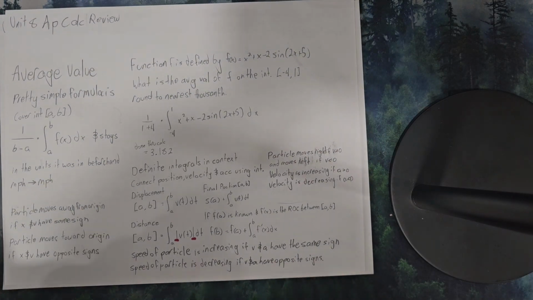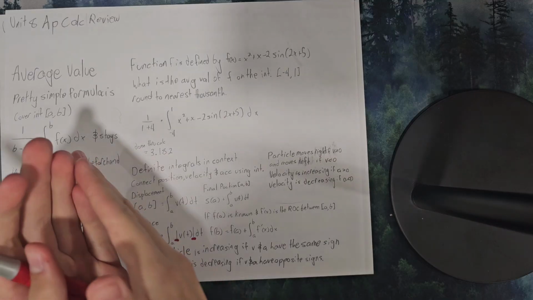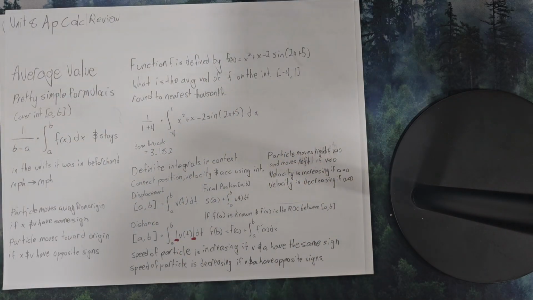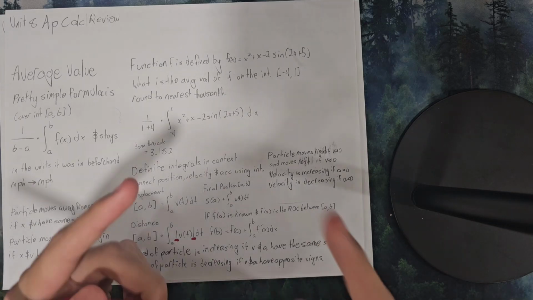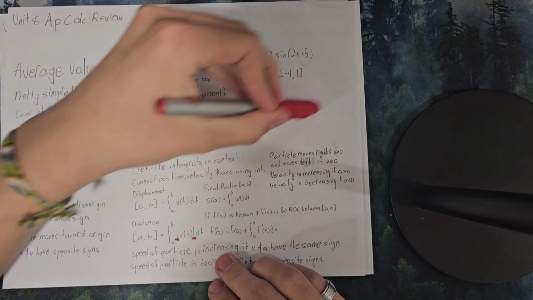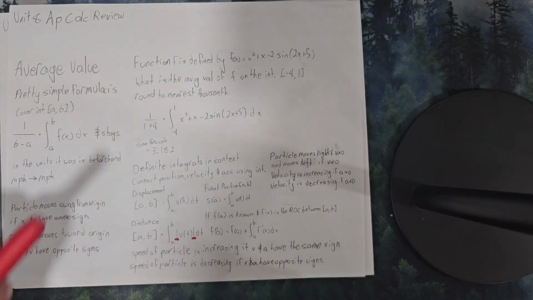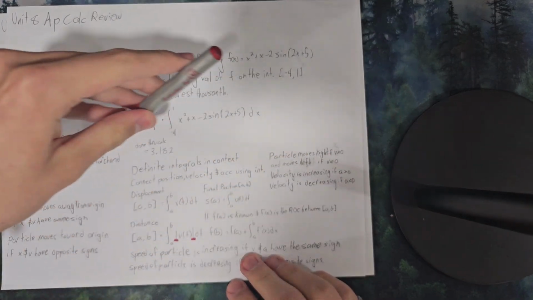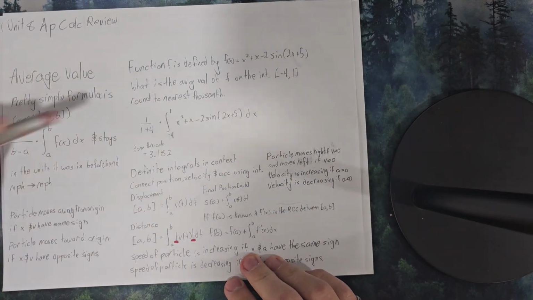The speed of the particle, and by that I mean if it's speeding up or slowing down, the speed of the particle is increasing if velocity and acceleration have the same sign. It's either positive and positive, so it's going up and up and up really quickly this way, or both negative, which means it's going left faster and faster.